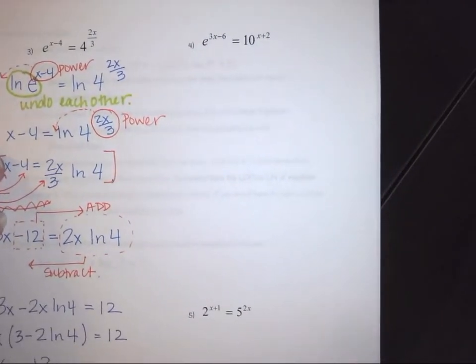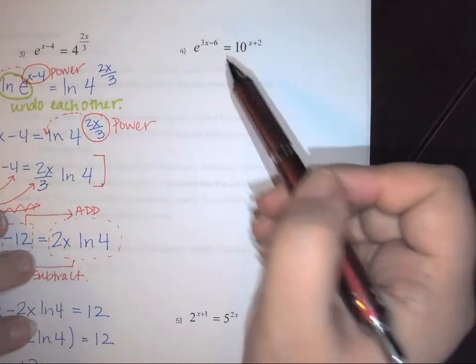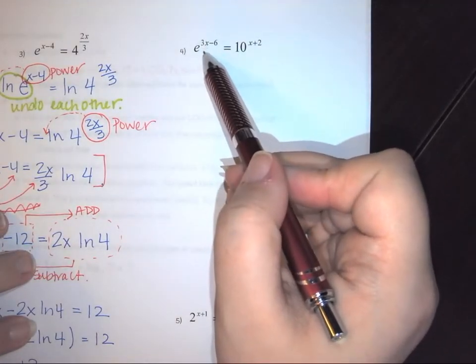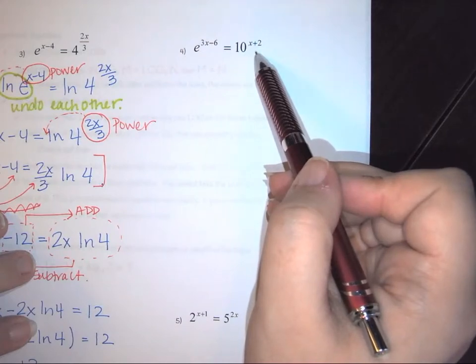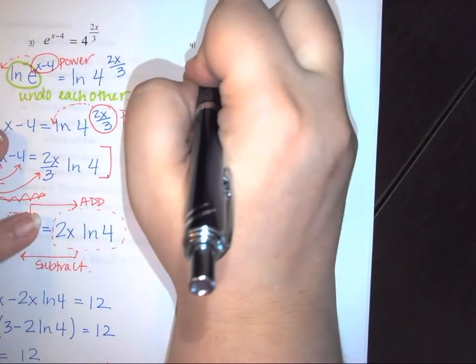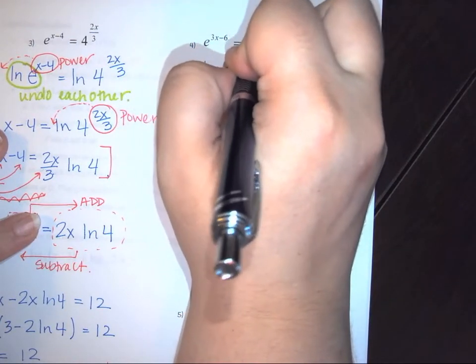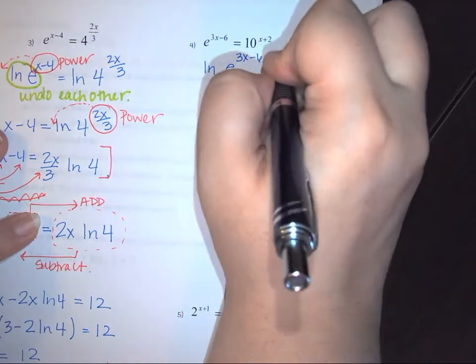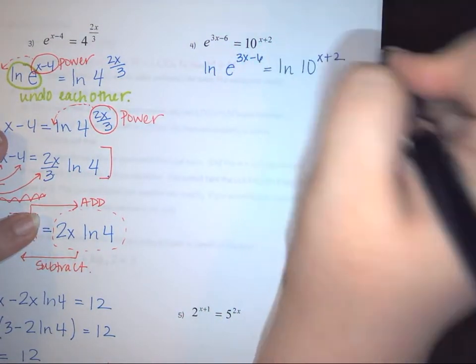Okay. Let's come back up here to the top. Again, I have e to the 3x minus 6 and 10 to the x plus 2. So again, I cannot make e and 10 the same thing, so I have to take the natural log of both sides. So this is the natural log of e to the 3x minus 6 equals the natural log of 10 to the x plus 2.